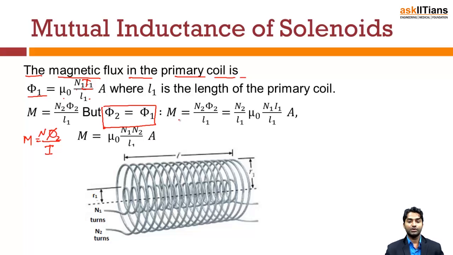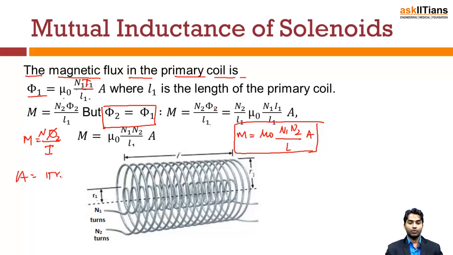Also we know that mutual inductance is equal to N2 phi 1 upon I1. On substituting the corresponding values, we get mutual inductance M is equal to mu naught into number of turns N1 and N2 divided by length L into the area of the coil. So we can put area equal to pi r square of the primary one.